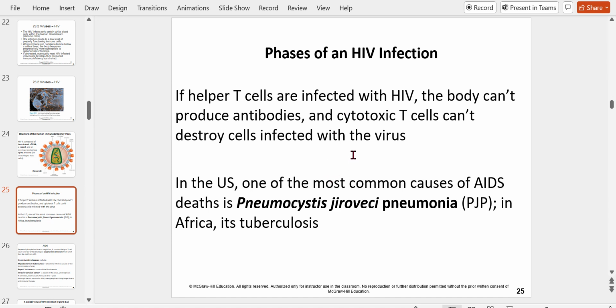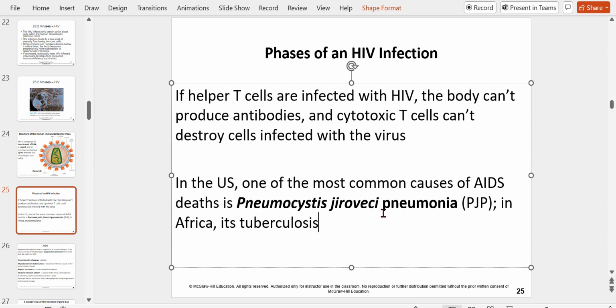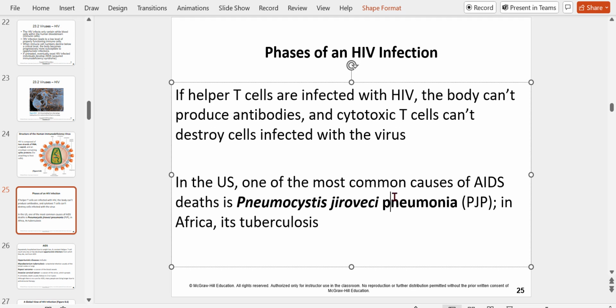In the US, one of the most common causes of AIDS death is pneumocystis pneumonia. In Africa, it's tuberculosis. See, pneumonia shouldn't be killing anybody, but to someone who has AIDS, they don't have an immune system. That's it, a simple pneumonia, it's lights out. Not that that's a simple pneumonia, there's no such thing as a simple pneumonia, but you should be able to make it. But if you do not have an immune system due to AIDS, you're a sitting duck.